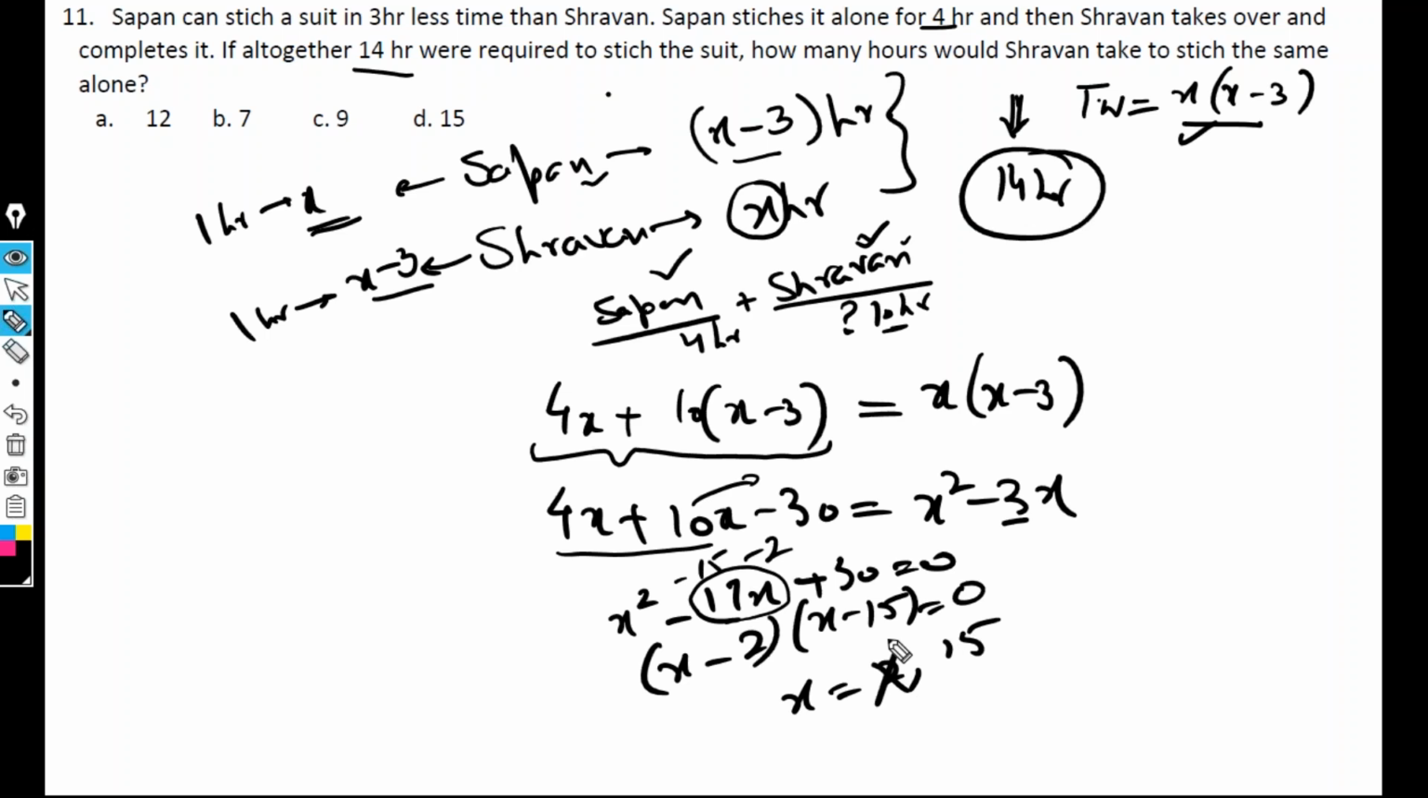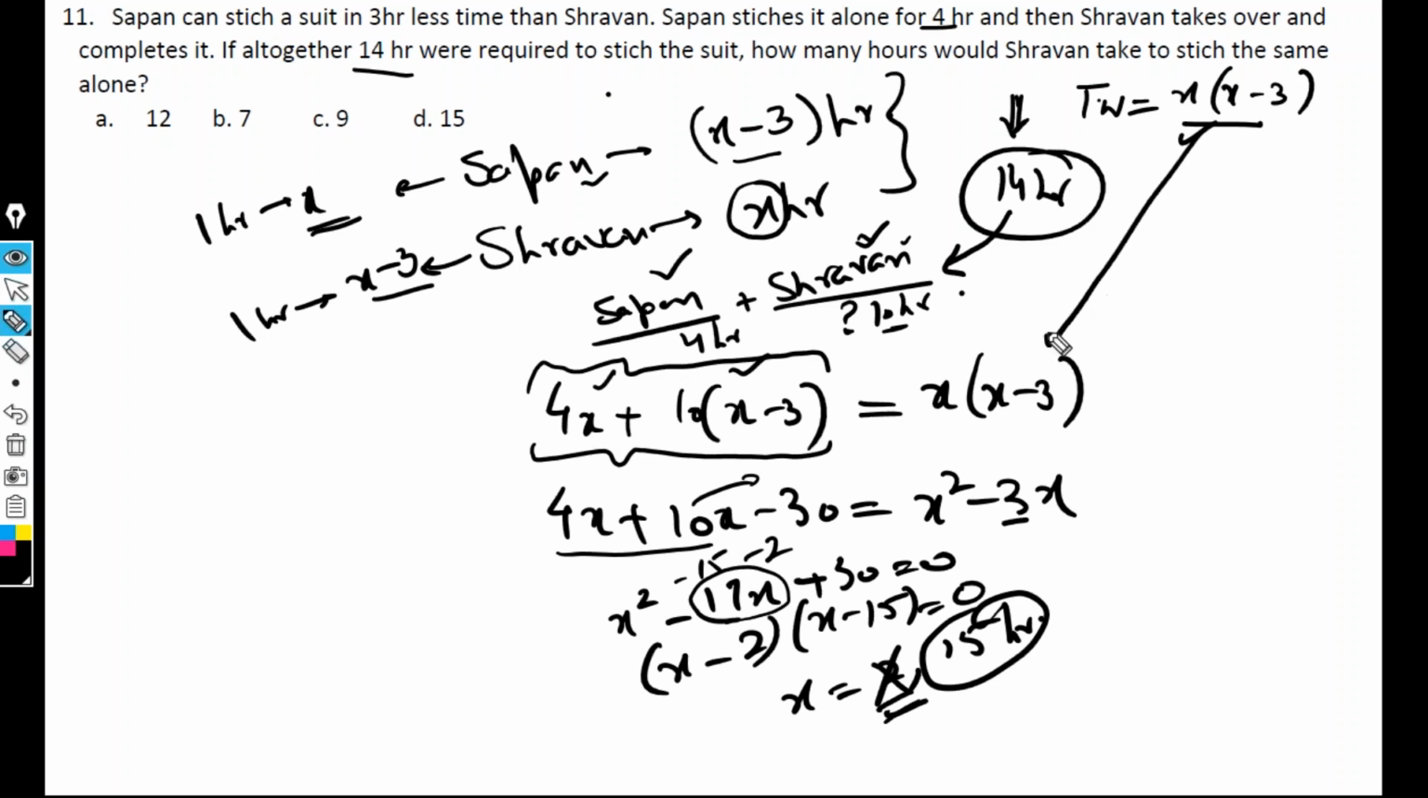X cannot be 2 because Sapan takes 3 hours less than Shravan, so 3 hours less than 2 will be a negative value. That's why 2 is ruled out. So the answer comes out to be 15 hours. Is it clear everyone? This was the only catch here. We just need to equate the total work done by Sapan and Shravan separately to the total work we have assumed.